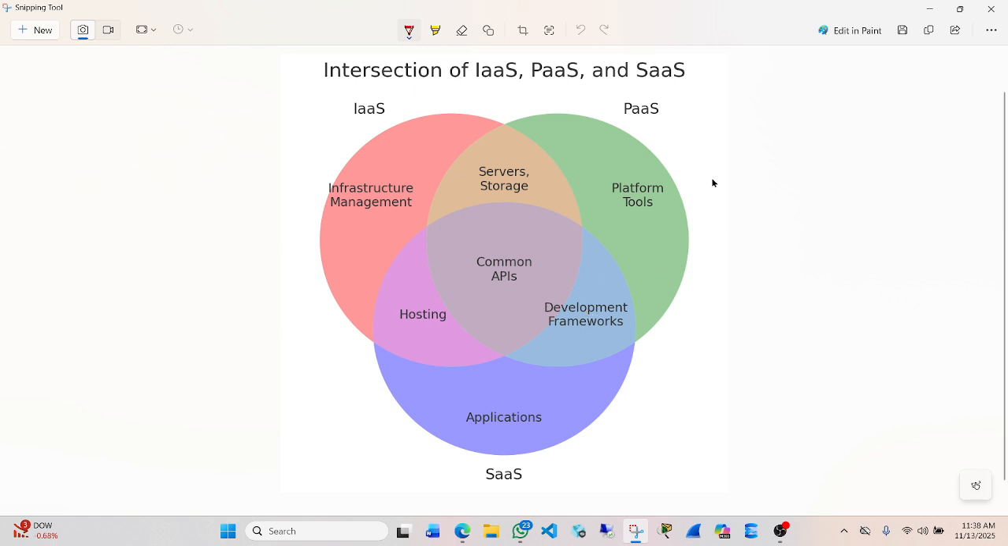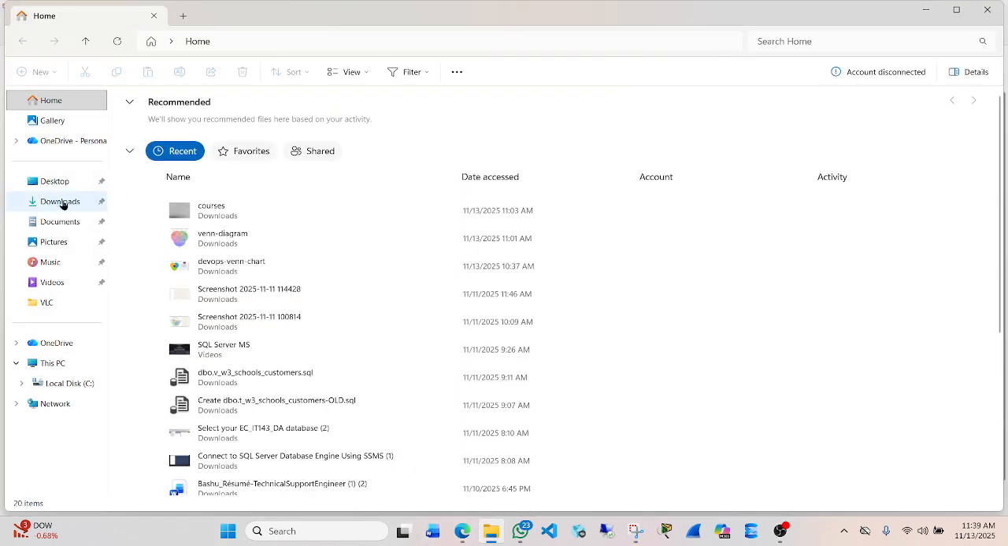Let's go to question number eight: what is the most interesting thing you learned from the Venn diagram? The most interesting thing I learned from this Venn diagram is that the common API intersection links all the various platform services: infrastructure as a service, platform as a service, and software as a service. All these major types of cloud services have one thing in common, that is the common API.